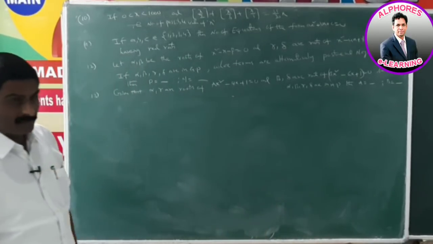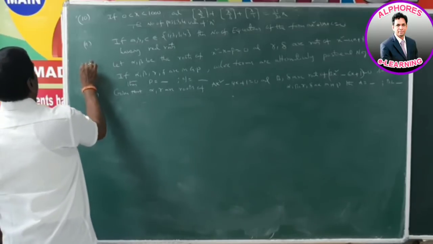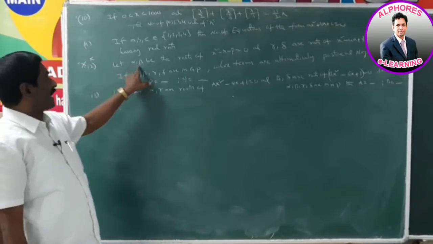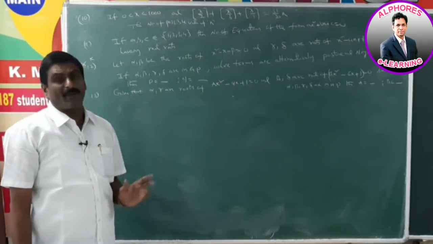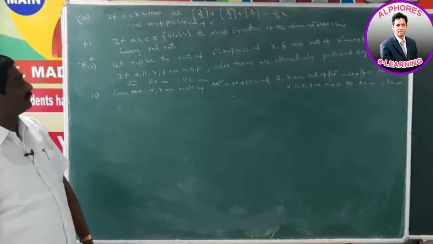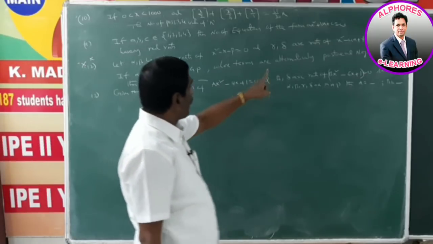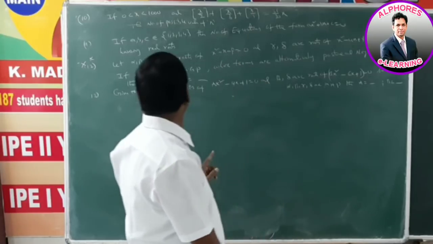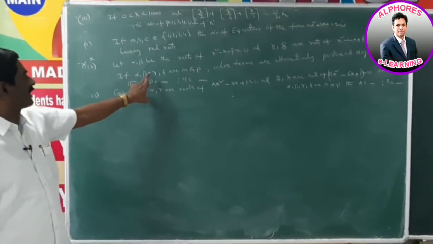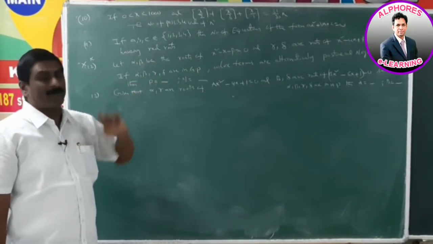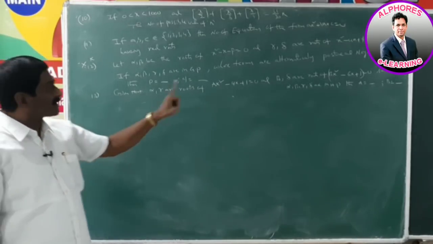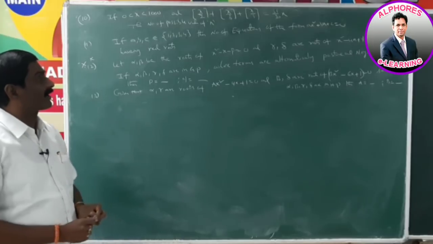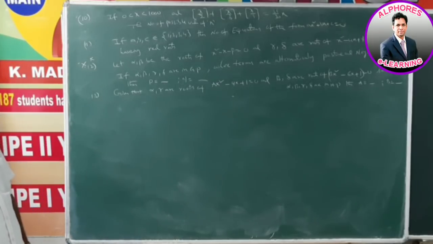Next, the 12th one. Very, very important. Let α, β be the roots of x² − x − p = 0, and γ, δ be the roots of x² − 4x + q = 0. If α, β, γ, δ are in GP whose terms are alternately positive and negative?